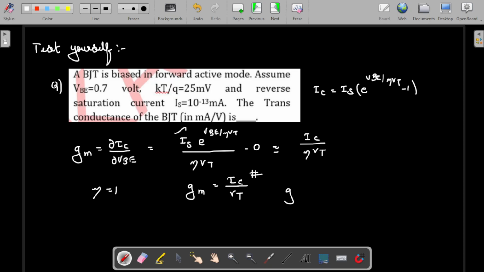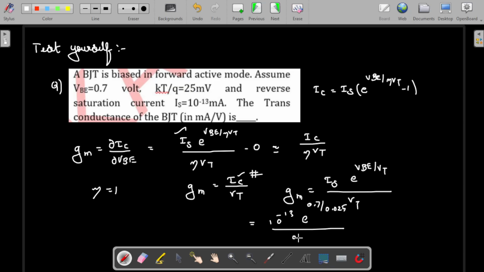So gm is equal to IS e power VBE divided by VT. I took eta equal to 1. If we substitute, IS is equal to 10 power minus 13. Why I am using this formula is that they have given IS and other related information. If they directly wanted us to use IC or eta VT, we could, but we don't have IC. So we have to use this way. So 10 power minus 13 into e power 0.7 divided by 25 milli, that is 0.025, divided by 0.025.